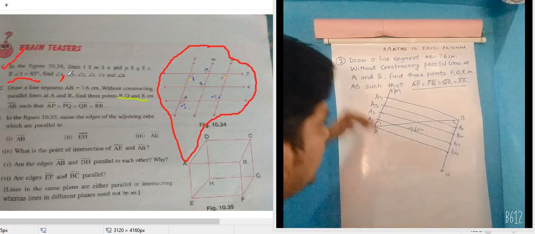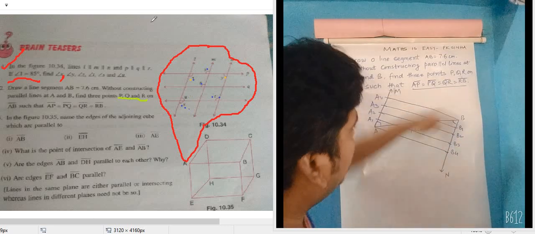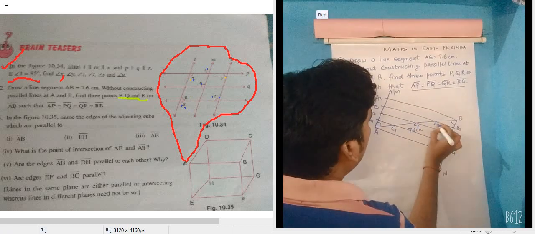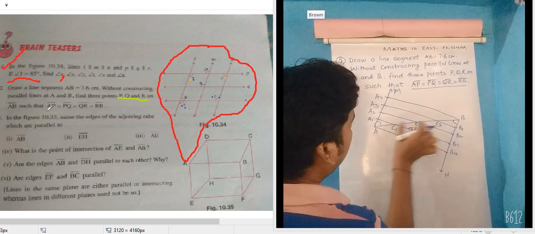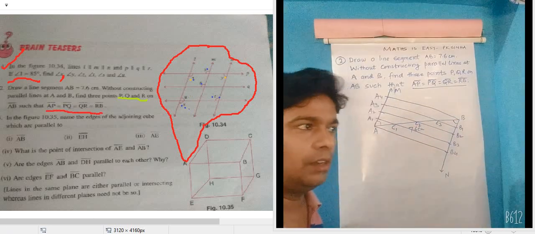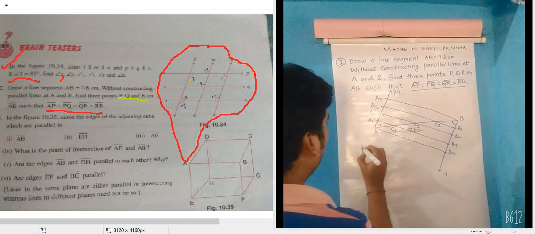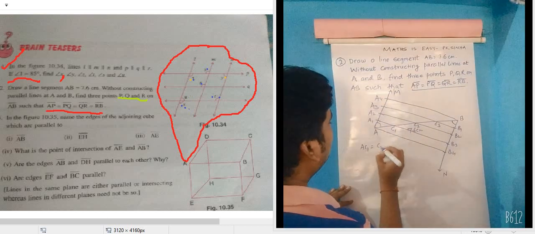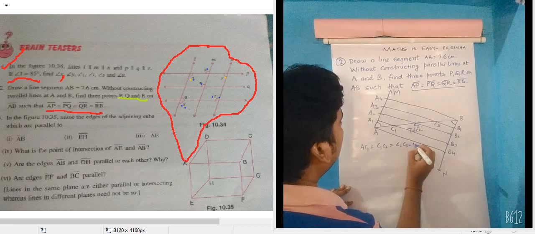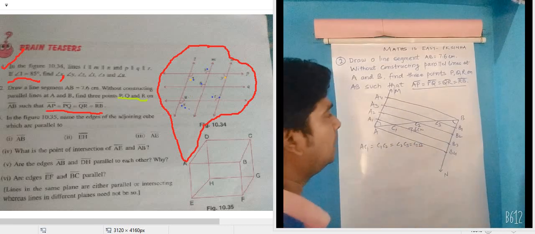While doing so, you can see that these lines intersect AB at points C1, C2, C3. So you can see 1, 2, 3, 4. We have got 4 equal parts of line segment AB. So AC1 will be equal to C1C2, equal to C2C3, equal to C3B.